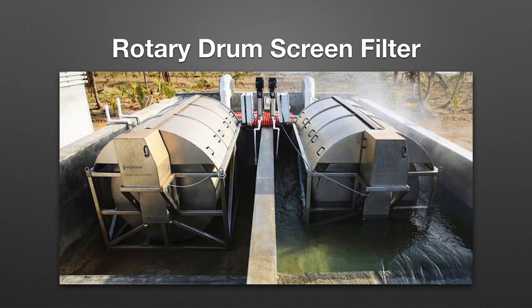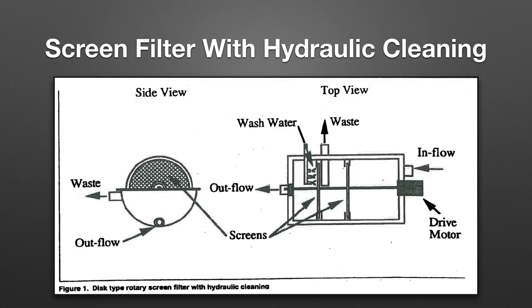Rotary drum screen filters are probably the most high-tech solids removal system, and they're used generally in very large systems, and they're quite expensive. In this case, the water flows out of the culture tank and through the screen, and then the screen actually has a water spray that blows the solids off of the screen and where they're discharged out into the effluent.